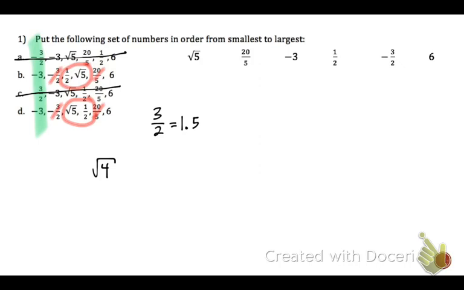The square root of 5 is just a little bit bigger than the square root of 4. The square root of 4 is 2. So I know that 1/2 is smaller than 2. So my answer must be B.